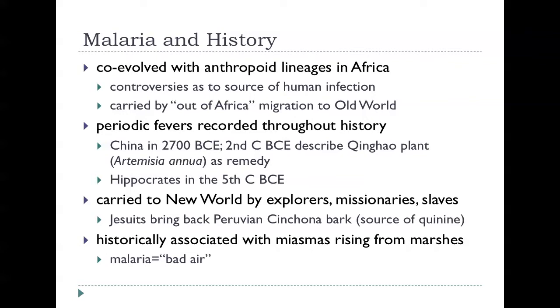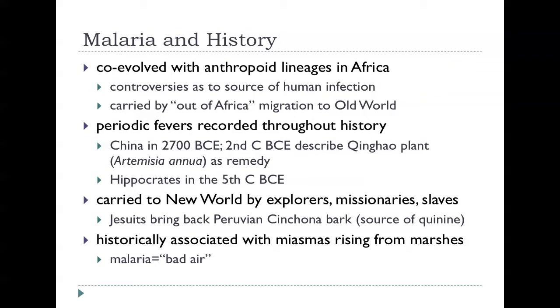So where's malaria come from? Well, it appears that it is indeed an ancient enemy of ours, co-evolved with anthropoid ape lineages in Africa. Now, there are some controversies as to the source of human infection, and I'll say more about that in a moment. But once these malarias, particularly falciparum malarias, established in humans, it seems to be carried out of Africa during the out of Africa migration. So everywhere out of Africa was peopled by people from Africa relatively recently, about 60 or 70,000 years ago.